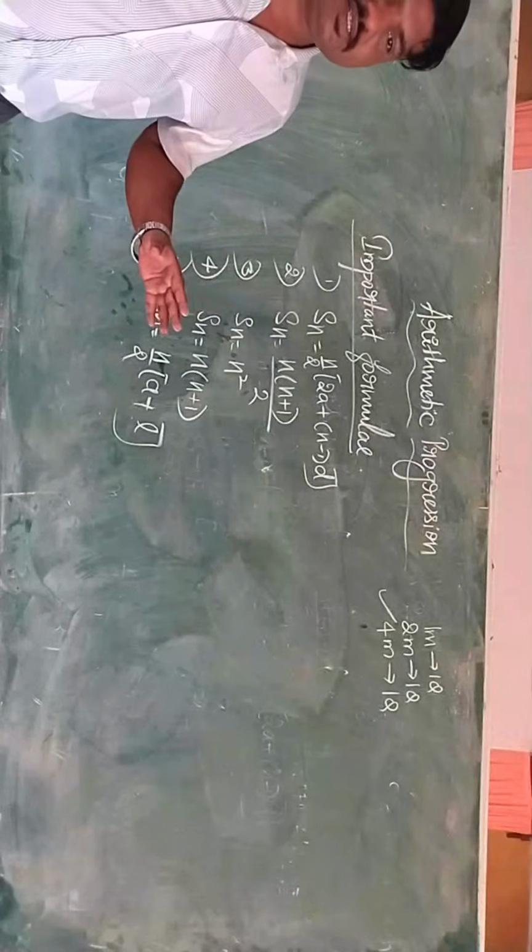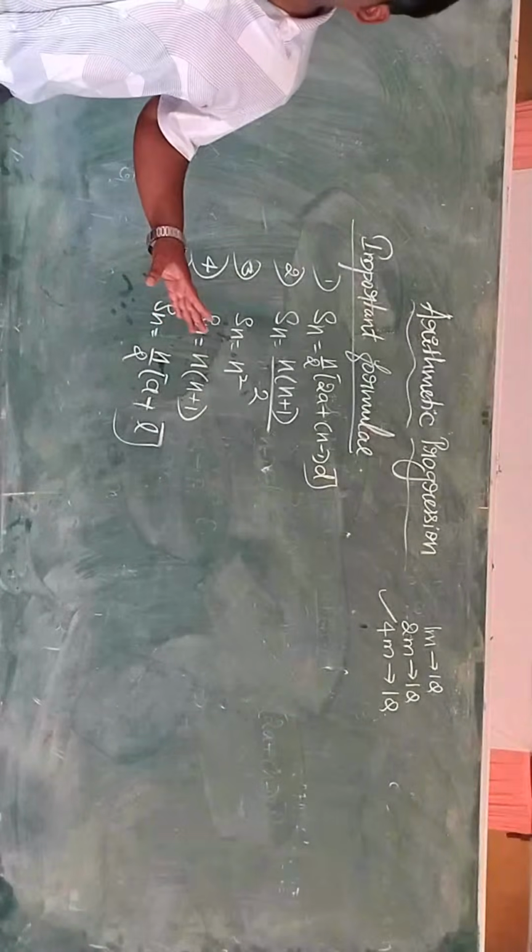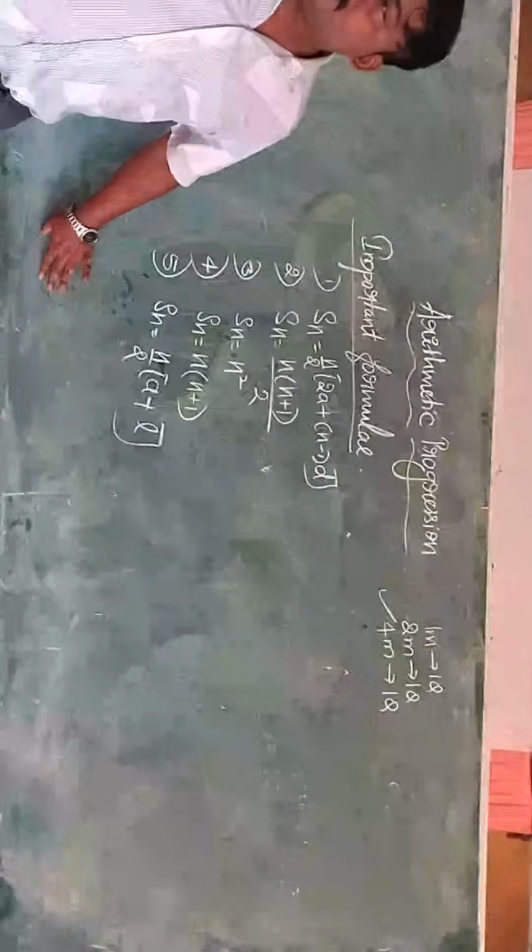Very simple. The first one is definition. What is the definition of arithmetic progression?